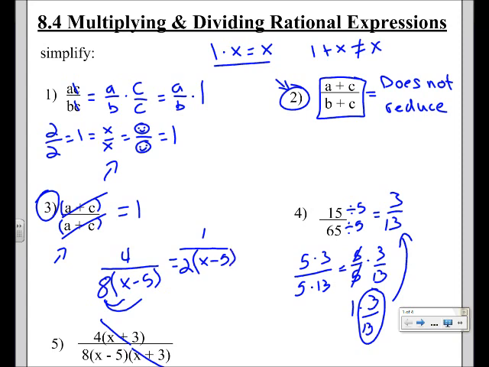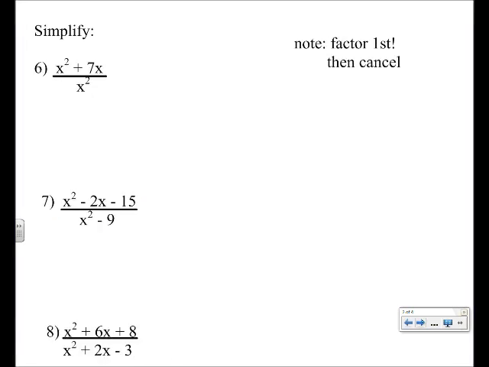x minus 5. Okay, so we've got a 1 over 2 times the quantity x minus 5. And again, let's not distribute that 2 right now. We'll save that for later. All right, let's move on to the next page. A couple more examples. Simplifying.